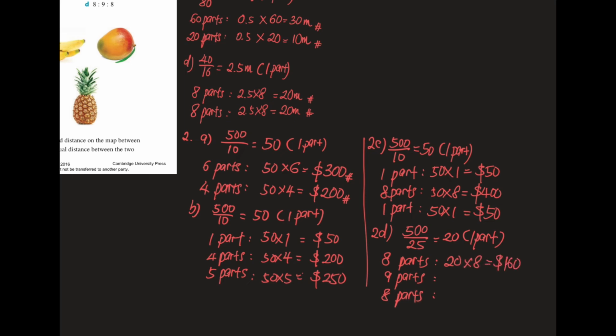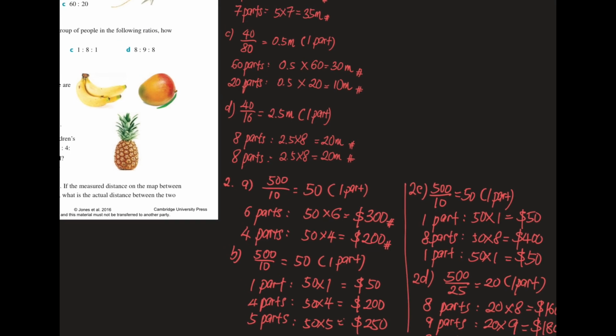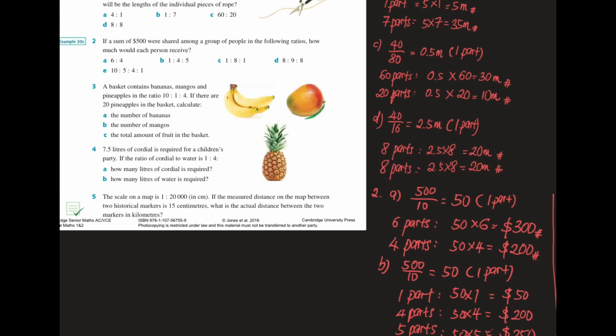So 20 times 8, we get $160. 20 times 9, we get $180. 20 times 8, we get $160. So that is 2D.